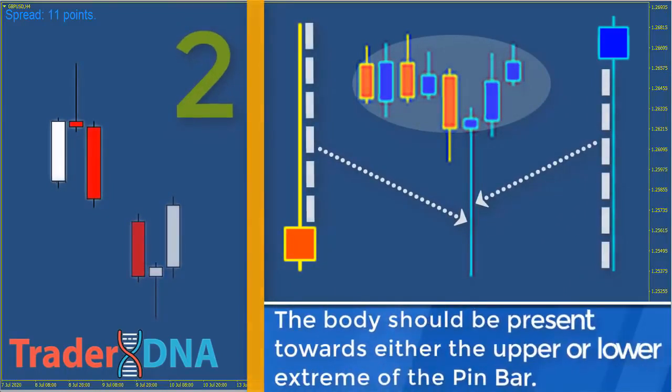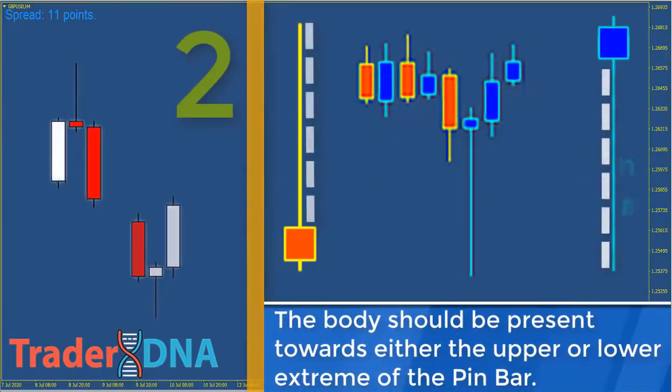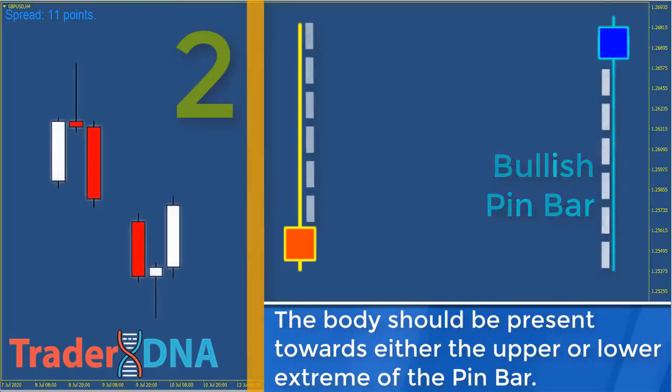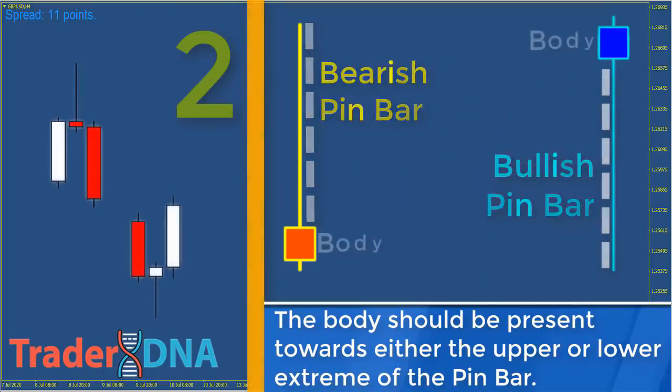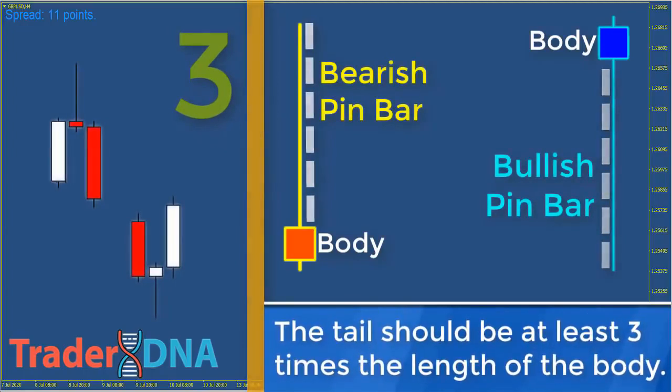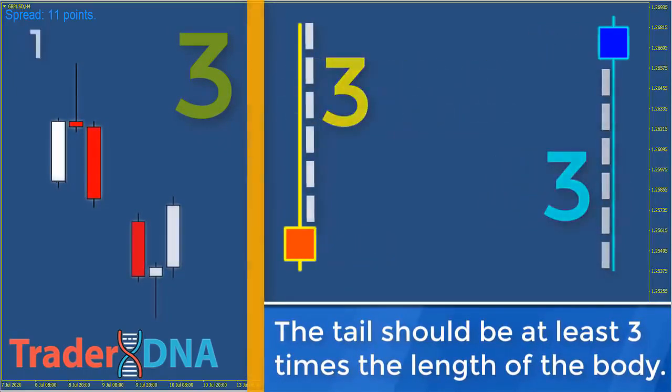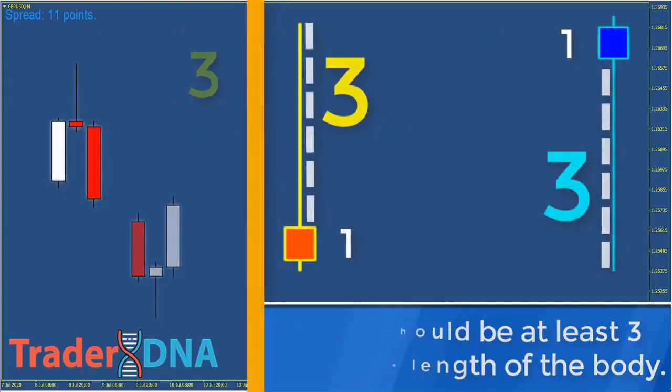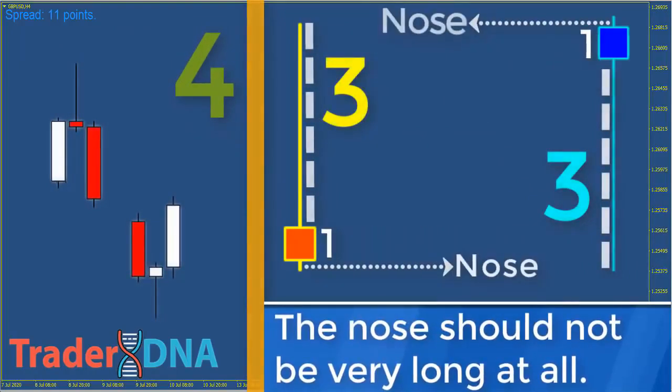Second, the tail can either be below the body, in which case it's a bullish pin bar, or above the body, where it's a bearish pin bar. The body should be present towards either the upper or lower extreme of the pin bar. Third, the tail should be at least 3 times the length of the body. Fourth, the nose should not be very long at all. If the nose is too long, the candlestick will form what is called a doji, which is a candlestick with a small body and equal length wicks on each side. A perfect pin bar will have a very long tail and a very small nose.